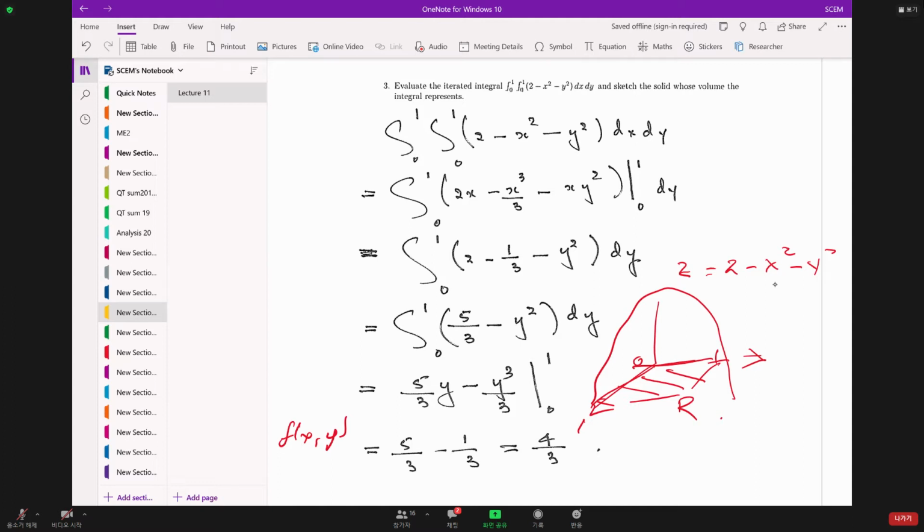You get 2x minus x cubed by 3 minus xy squared, where the limits of integration are 0 to 1. So instead of x, you put 1, you get 2 minus 1/3 minus y squared. You put 0, you get 0 throughout. Now integrate with respect to y, and that's it. And that's your answer.